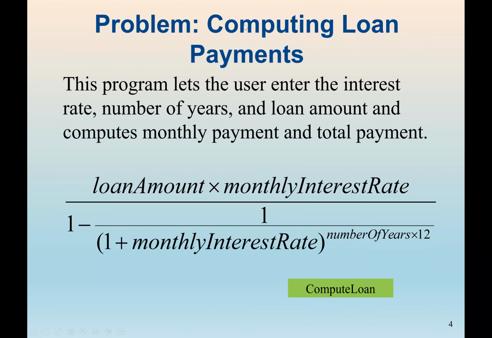So the next program is to compute a loan payment. So this program will tell a user to enter the interest rate, the number of years, and also the loan amount. And we will be able to find the monthly payment and also the total payment. So this program means we need input for interest rate, number of years, and loan amount. And also monthly payment to be our output. So we may declare up to 4 or 5 variables.